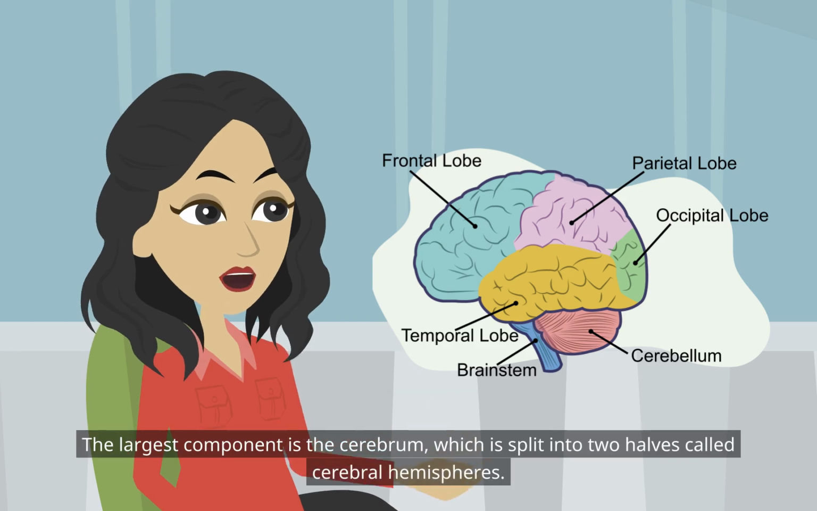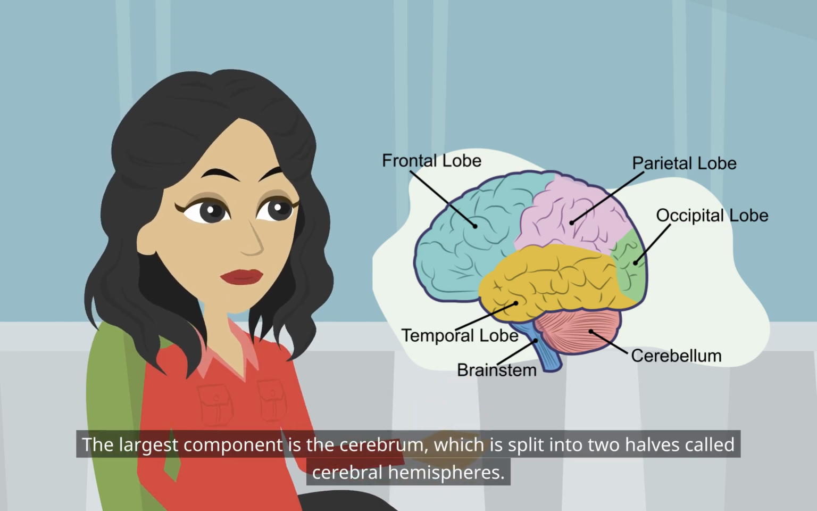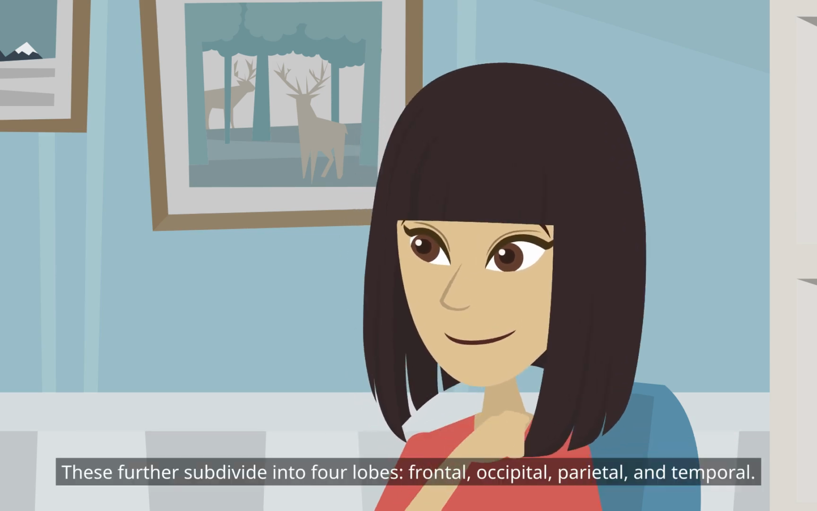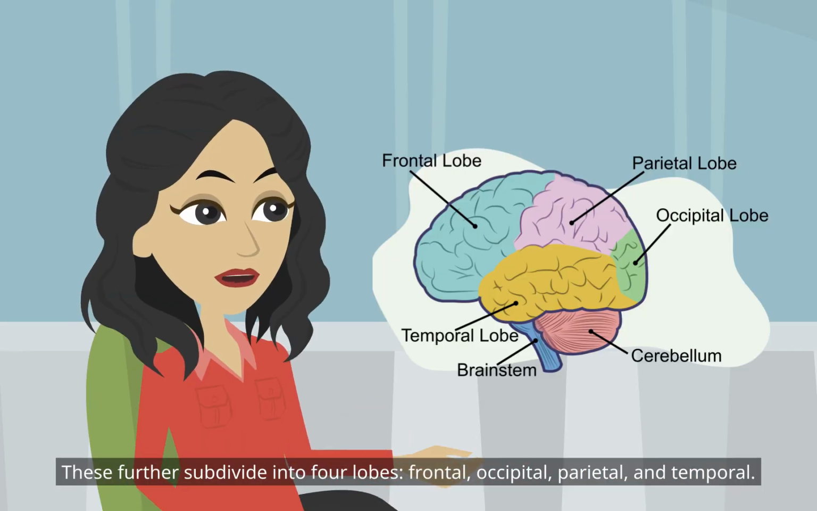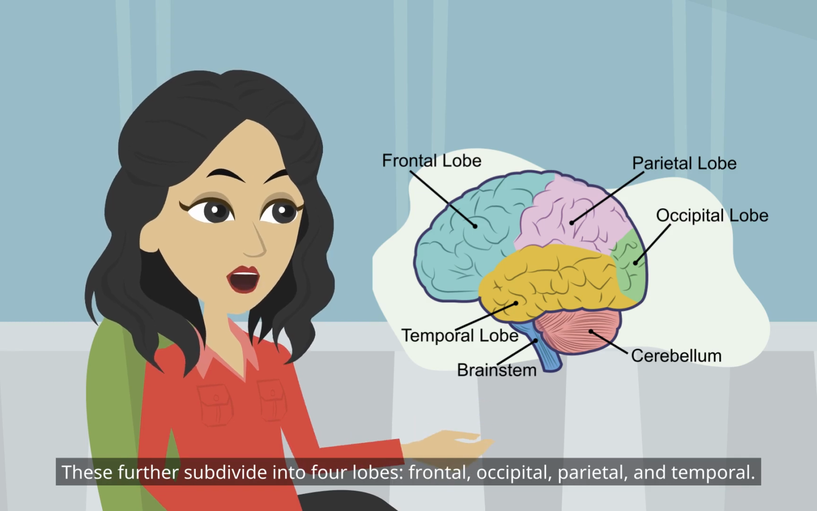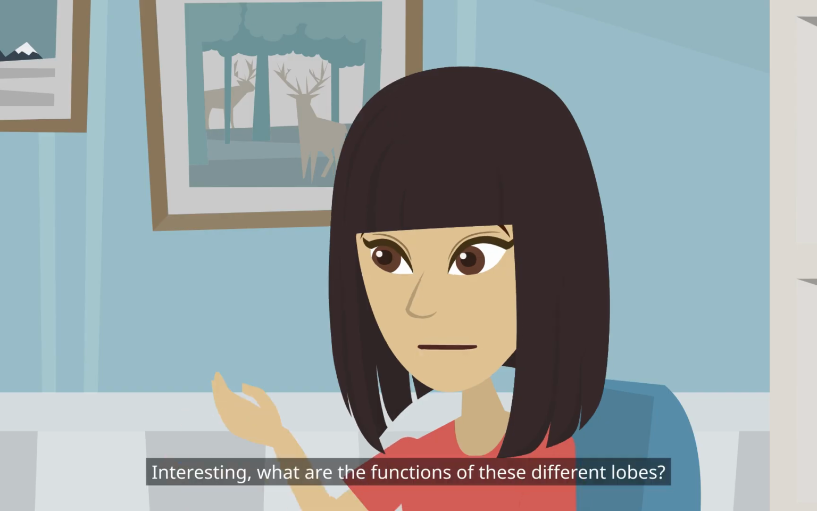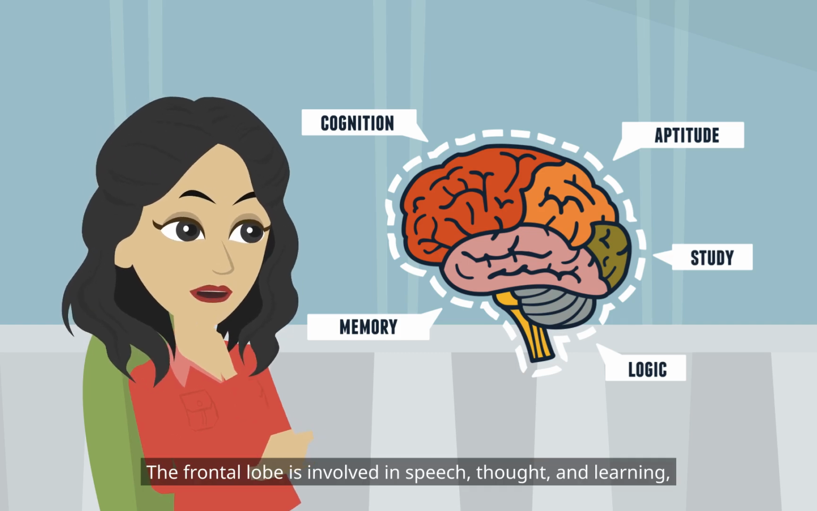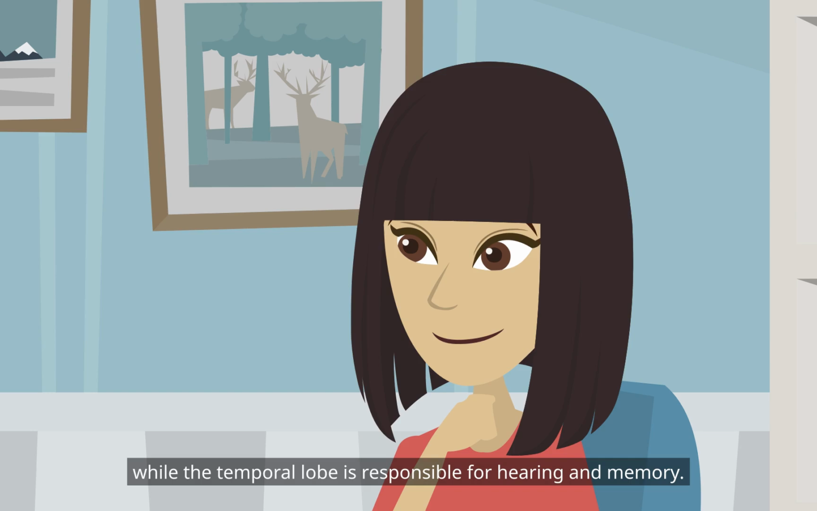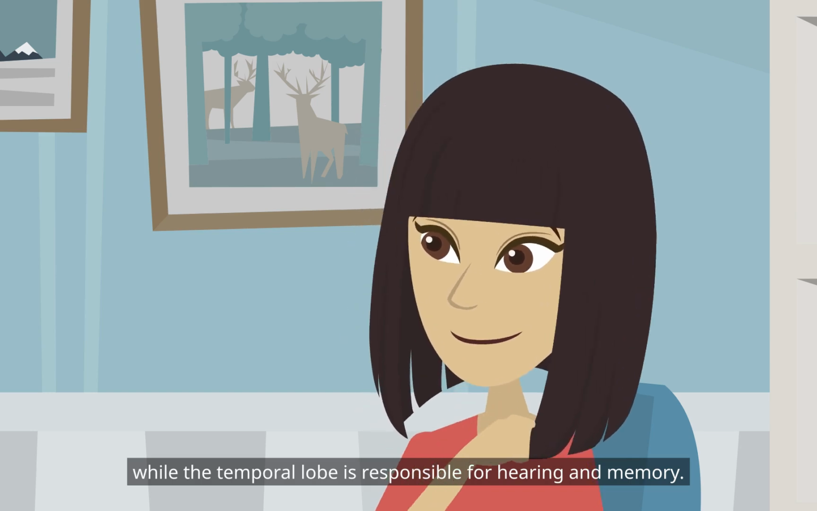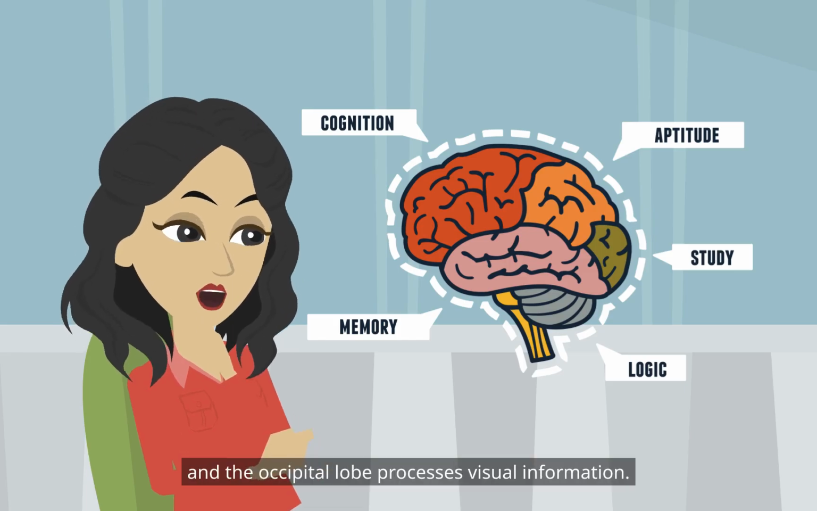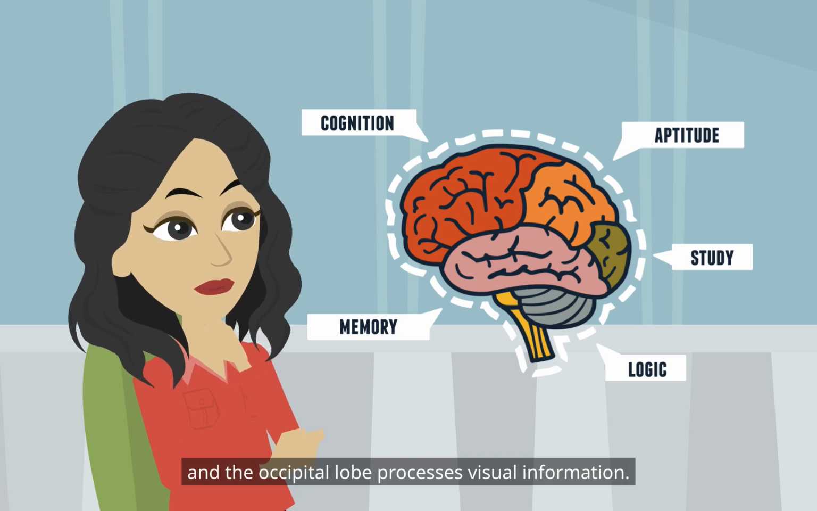The largest component is the cerebrum, which is split into 2 halves, called cerebral hemispheres. These further subdivide into 4 lobes: frontal, occipital, parietal, and temporal. Interesting. What are the functions of these different lobes? The frontal lobe is involved in speech, thought, and learning, while the temporal lobe is responsible for hearing and memory. The parietal lobe processes sensory information, and the occipital lobe processes visual information.